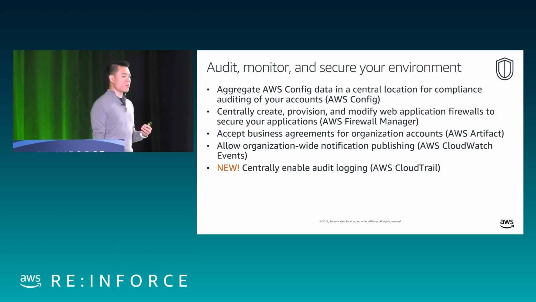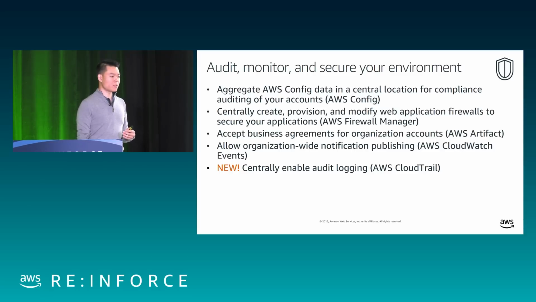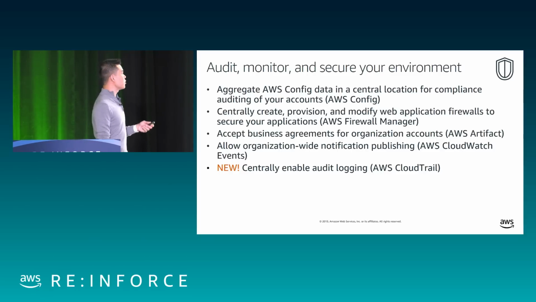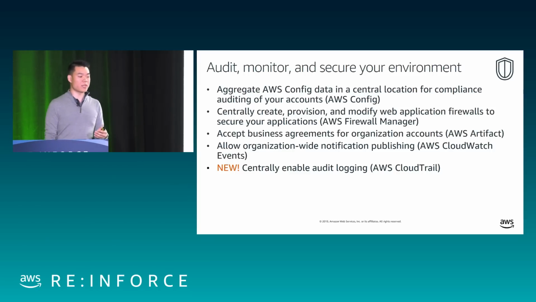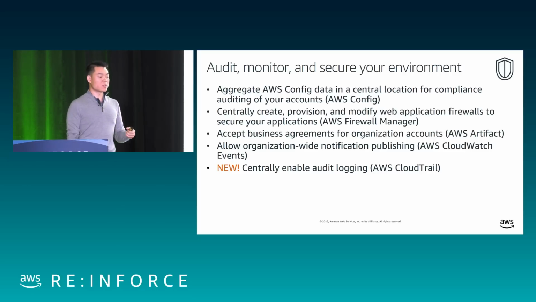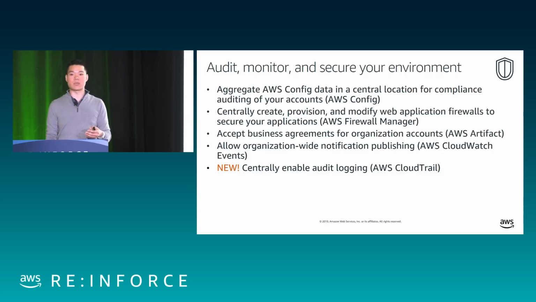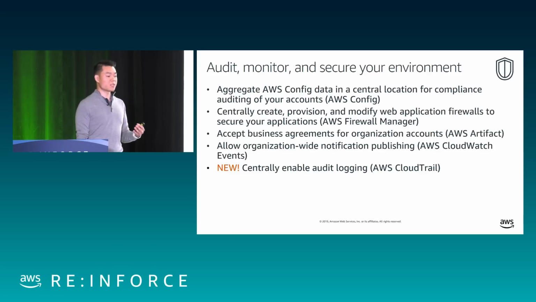The second group of capabilities that we have in organizations is the ability to audit, monitor, and secure your environments. So you can aggregate AWS Config data in a central location for compliance and auditing of your accounts. You can centrally create, provision, and modify web application firewalls to secure your applications using AWS Firewall Manager. You can accept business agreements for all of the accounts in your organization using AWS Artifact. You can allow organization-wide notification publishing using AWS CloudWatch Events.